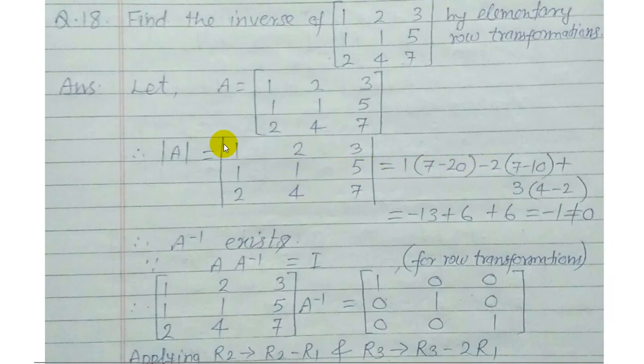taking second column cancel, first row cancel, 1 into 7, 7 minus 5 into 2 minus 10, so it is 7 minus 10 plus 3 multiplied by 4 minus 2. Here it is 1 into 4 and minus 2 into 1. So after simplification we get here minus 13 plus 6 plus 6. So minus 13 plus 12 equal to minus 1 is not equal to 0. Therefore A inverse exists. So dear students, listen very carefully.